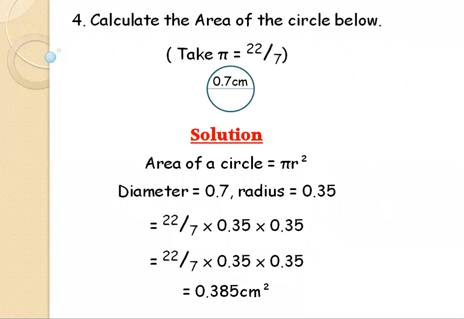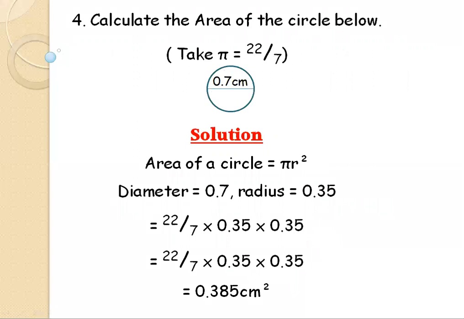Now let's get number 4. Calculate the area of the circle below. Now you've been given your pi as 22 over 7. Look at this. This is a circle. This is the distance from this end to this end, 0.7 centimeter, and that is the diameter.